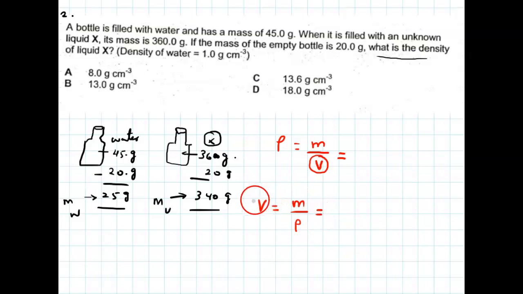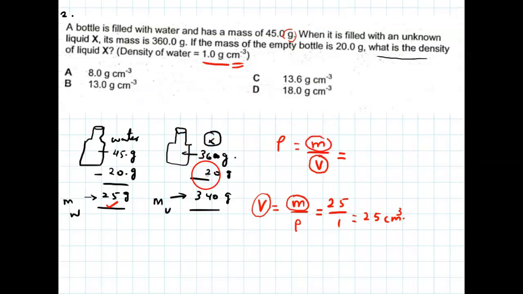So the volume of the water will be equal to the volume of the bottle, right? So the mass of water is 25 gram, divided by the density of water, which is given as 1 gram per centimeter cube. So it is 25 centimeter cube, because all the values are in CGS units: centimeter, gram and seconds. Centimeter cube, right?